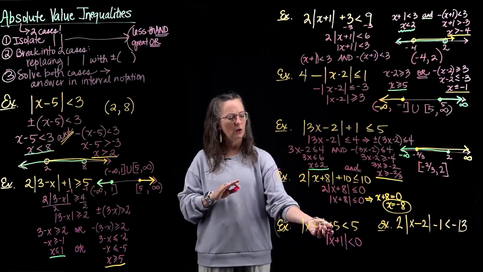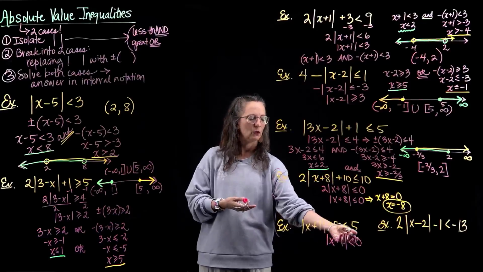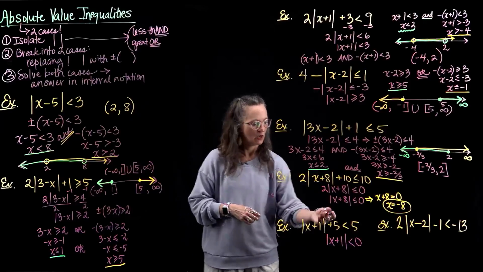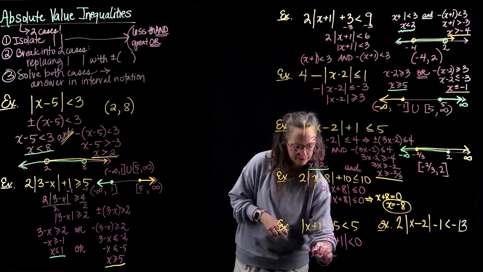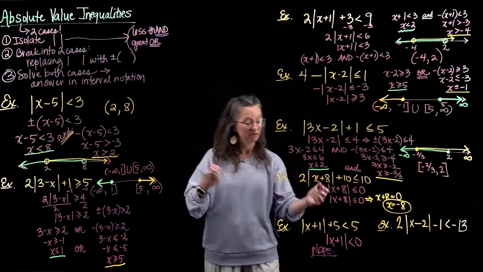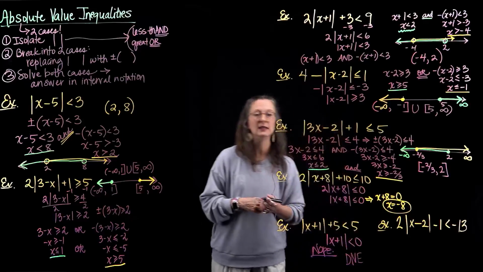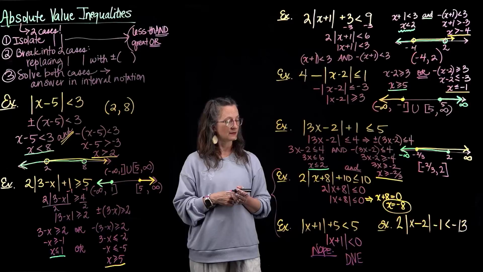So there are no x's that we can put into this absolute value in order to have that absolute value be less than 0. So this is a big ol' nope. And mathematically, nope is "does not exist." D-N-E.